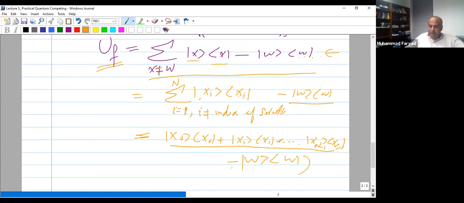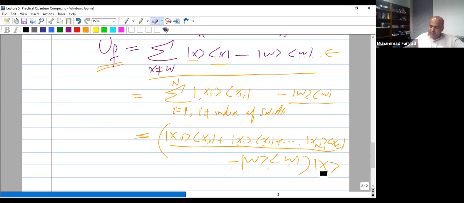So when this is applied to W, this will be transformed to minus W, because WW is 1, and W with all other X's is 0, and we will get minus W. And when instead of W we have X over here, any X, let's say some X1, then X naught into X1 will be 0, X n minus 1 into X1 will be 0, W into X1 is 0, only X1 into X1 would be 1, and I'll get X1 at the output.